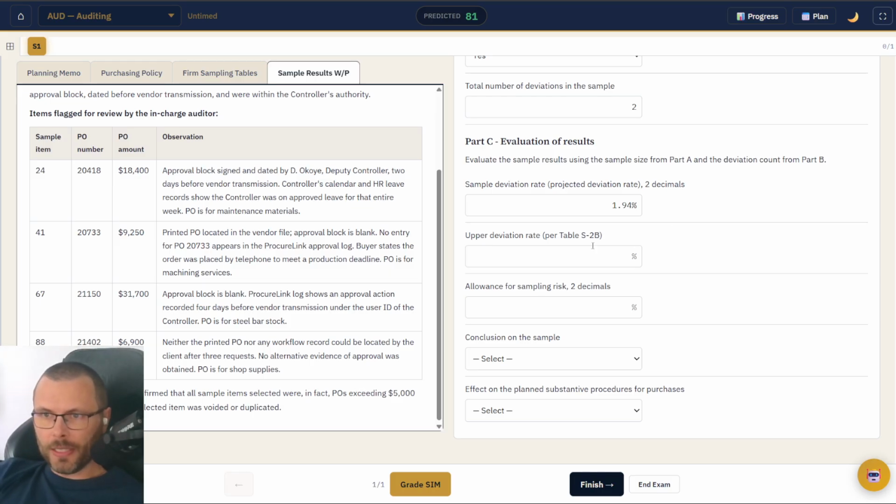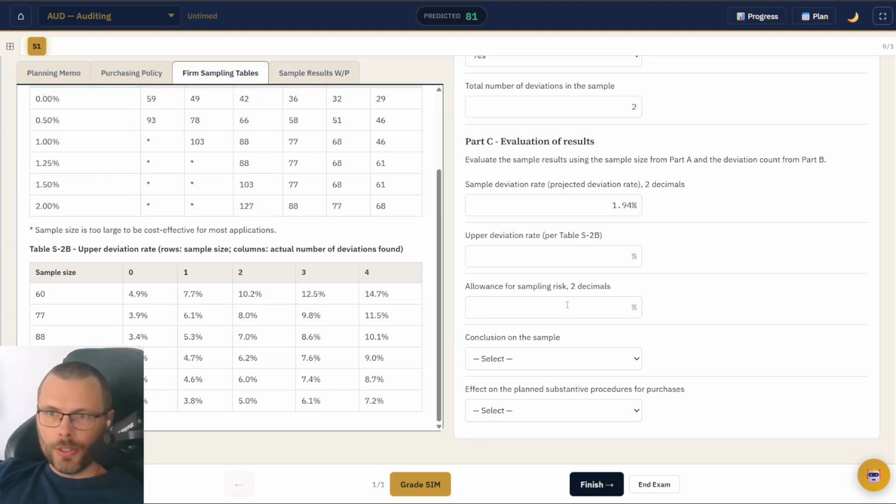Upper deviation rate, that per table S2B should be, let's see, our sample was 103. Our deviations found is 2, so meet in the middle is 6%. Yeah, 2 decimal points. 6.00. Let's just do that just to make sure. No, okay, it automatically moves. It doesn't matter. It's a 0.